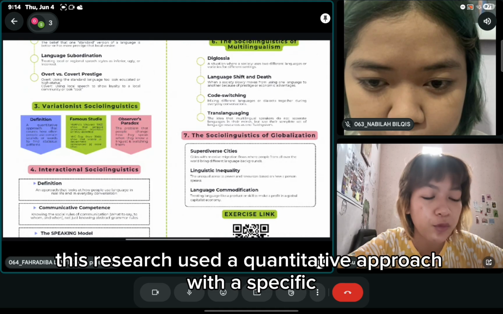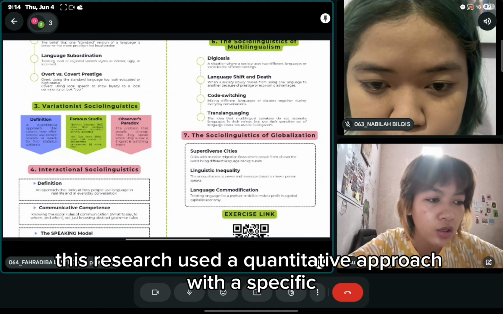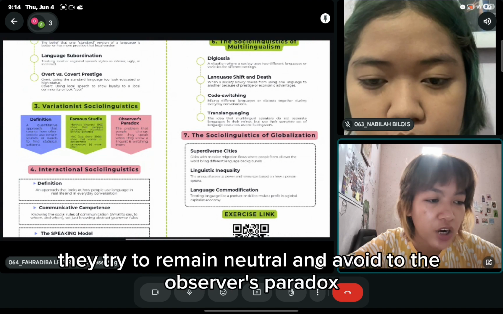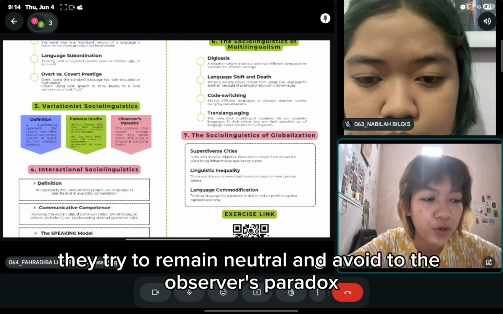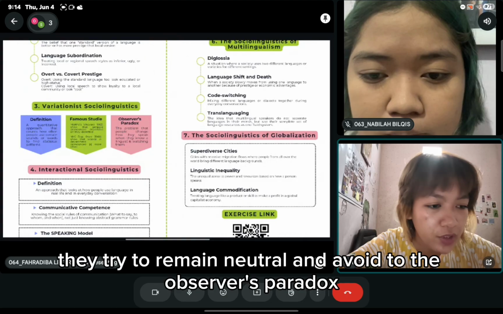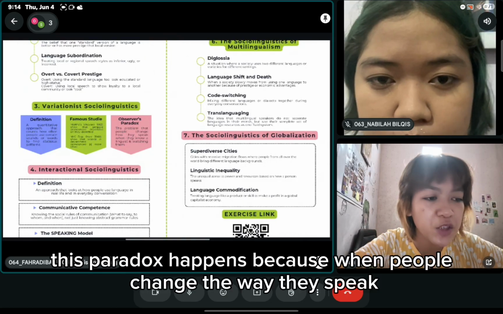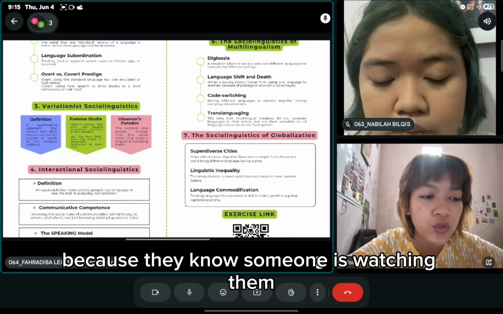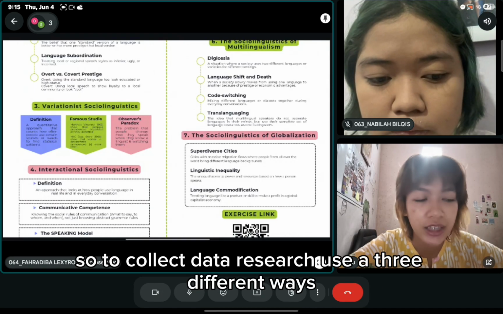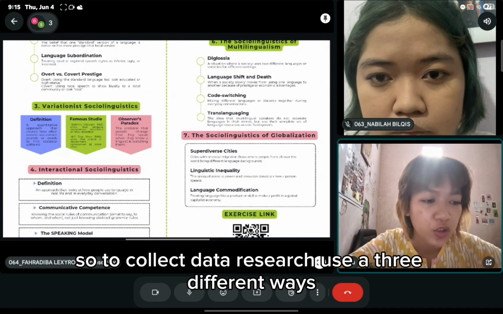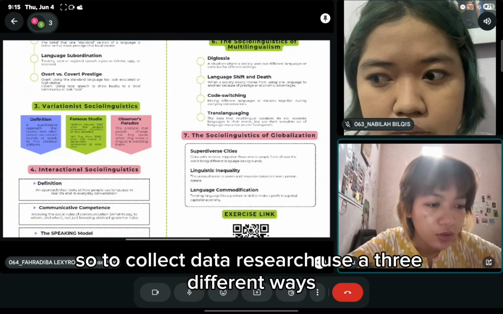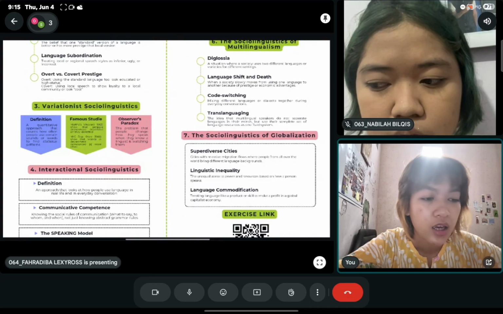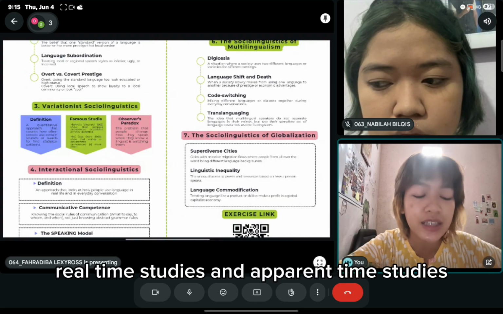This research used a quantitative approach with a specific vowel and grammar structure. They tried to remain neutral and avoid the observer's paradox. This paradox happens when people change the way they speak because they know someone is watching them. So to collect data, researchers use three different ways. The first one is surveys and interviews, real-time studies, and apparent time studies.